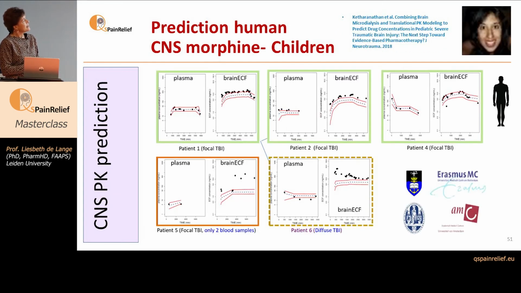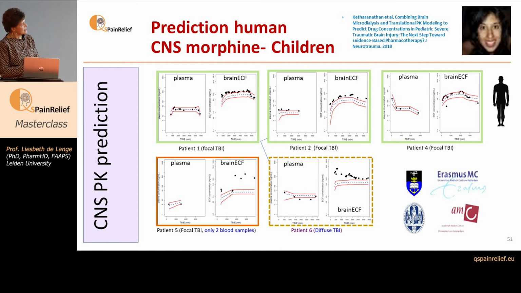And then here, this is Naomi Ketaranathan, and she worked in Cape Town in children that had traumatic brain injury. And there, the probe was only placed at the right side, the healthy side, that was allowed. And if we would have the plasma pharmacokinetic data here, we could predict actually in all cases very nicely what would happen in brain extracellular fluid of these patients.